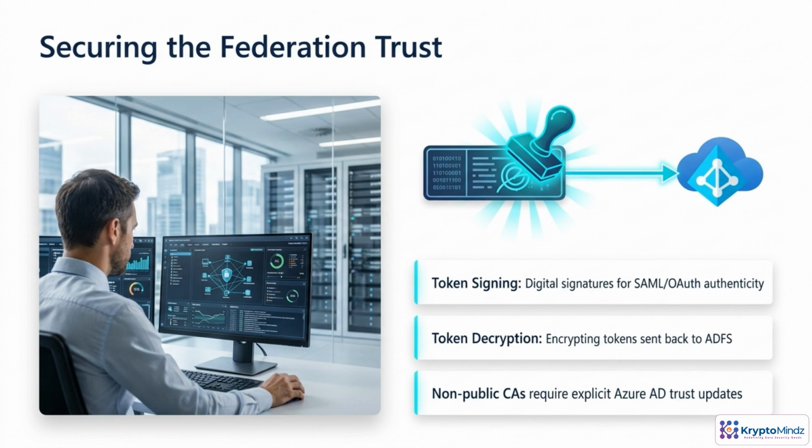Federation only works if both sides trust the certificates that protect tokens. Token signing certificates prove that SAML or OAuth tokens really came from your federation service, so any compromise here is catastrophic. Token decryption certificates protect tokens that are encrypted on the way back. When you use internal or non-public CAs, you must explicitly register and maintain those CAs in Azure AD's trust configuration, so it recognizes your federation tokens.